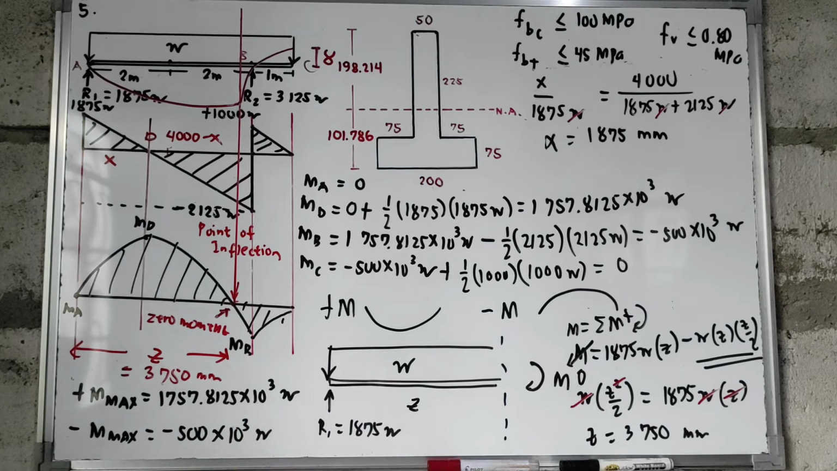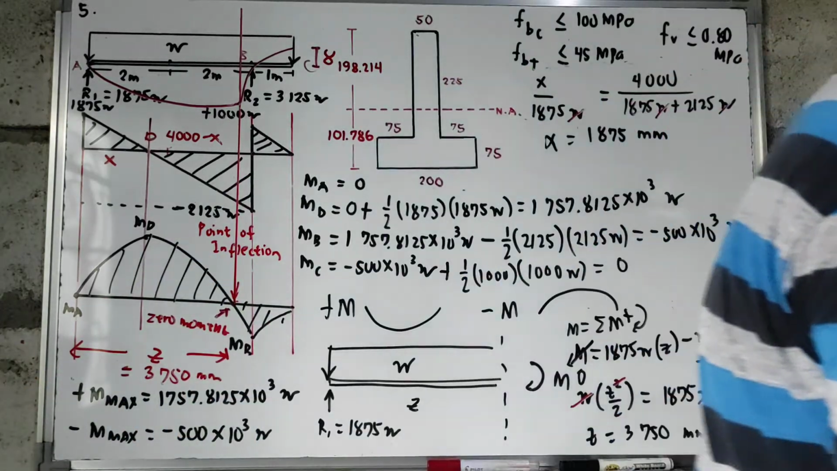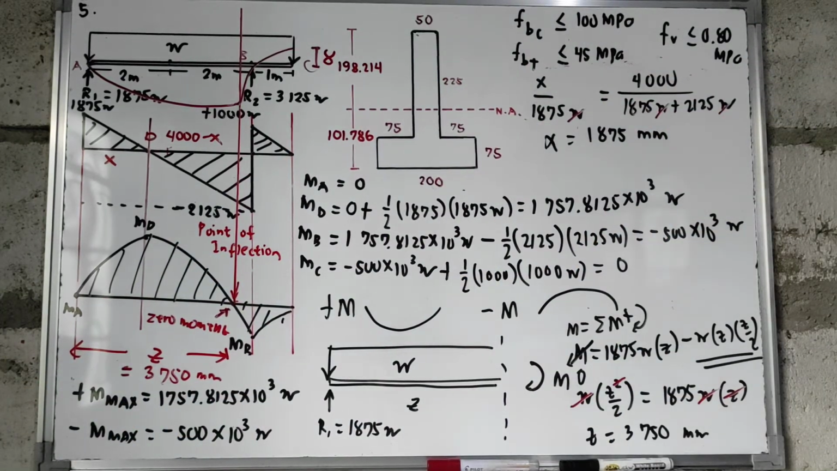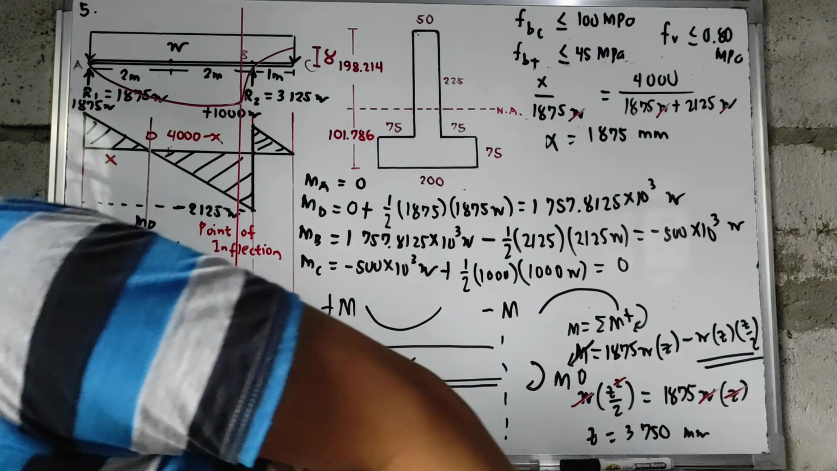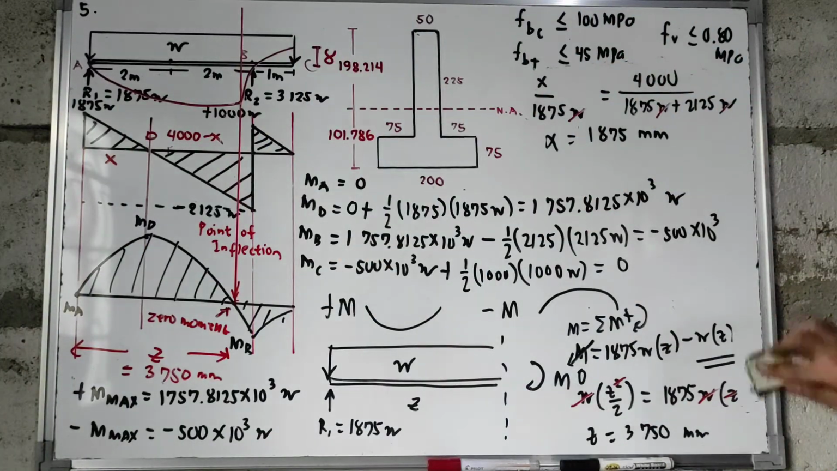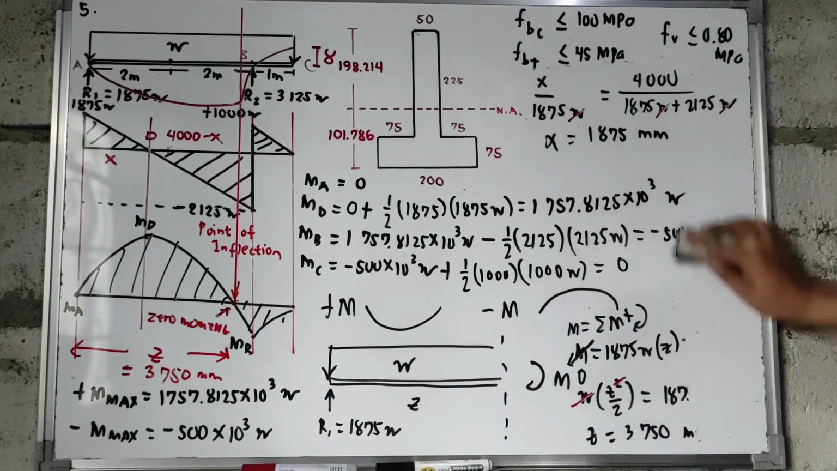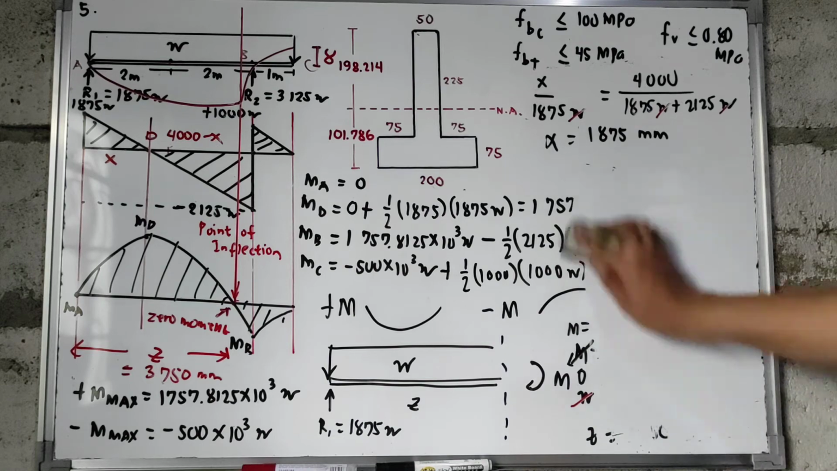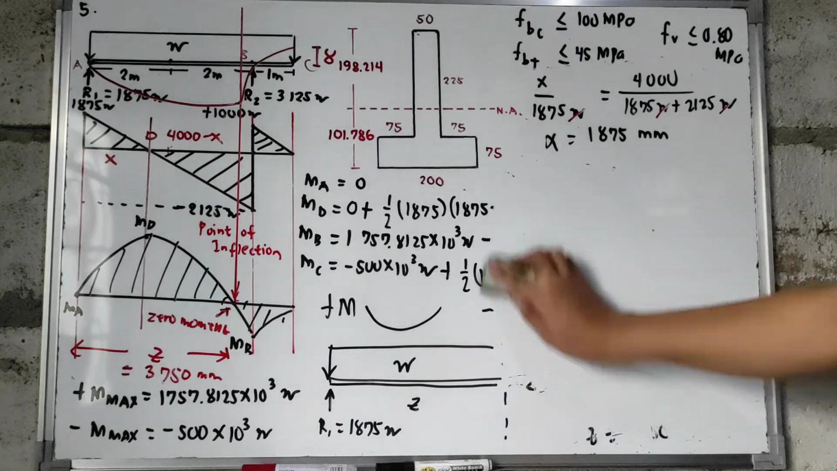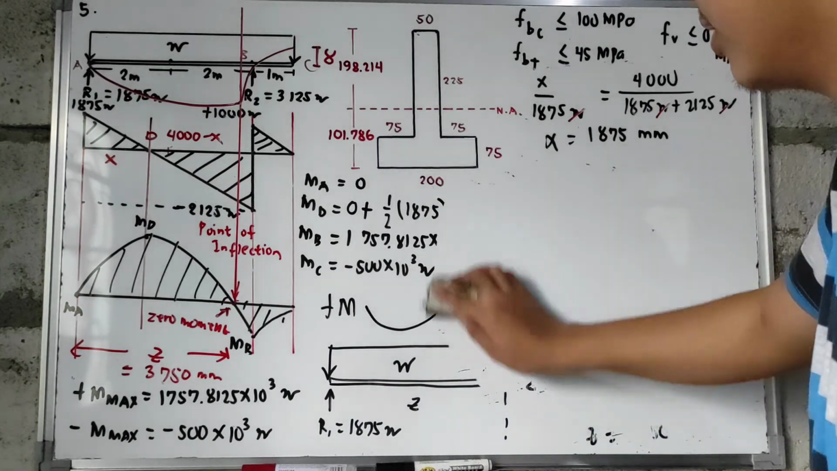and yung negative Mmax natin, which is equal to negative 500 times 10 raised to 3W, to solve for the value of your W. So, ipapakita natin yung differences between these two. So let's start. So first, we are going to explain kung paano nag-o-occur yung compression at saka tension natin.